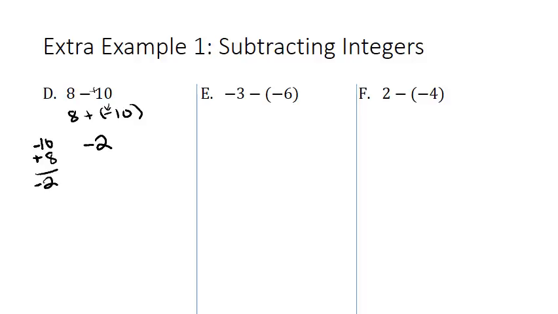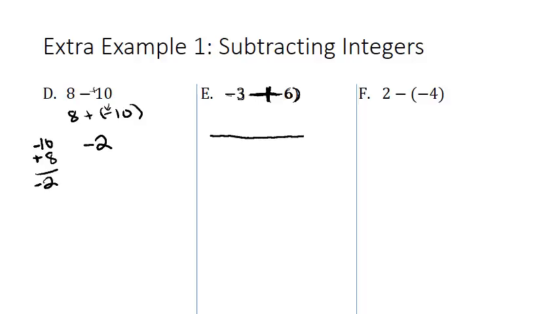Now as we come in here to negative 3 minus negative 6. Again, subtracting a negative number is going to be the same as adding a positive number. So as we look at this, we can say this is just going to be a giant plus sign. Now I have negative 3 plus 6.